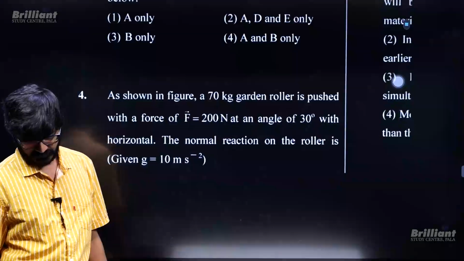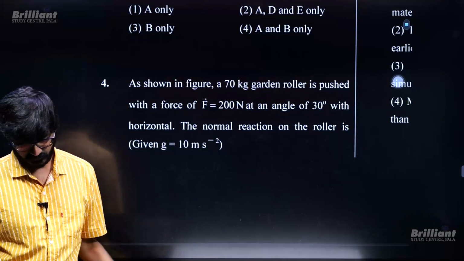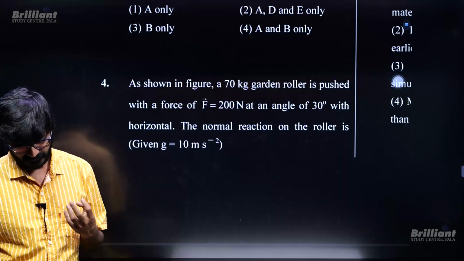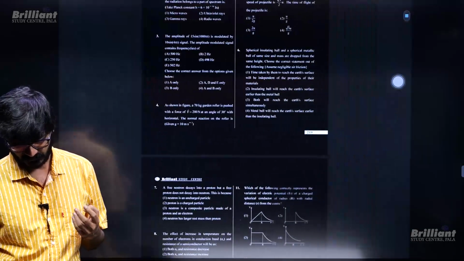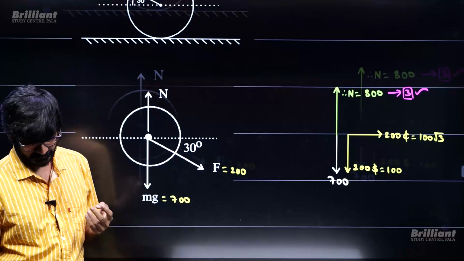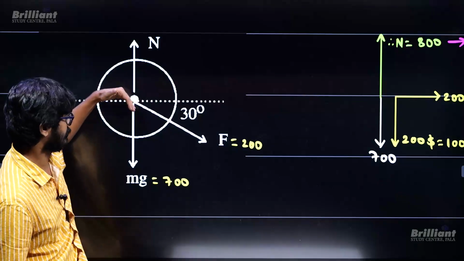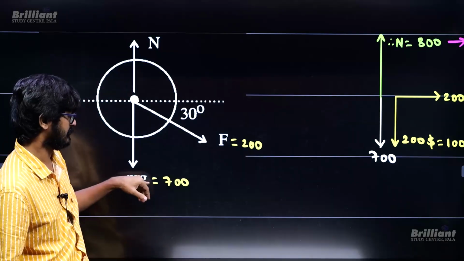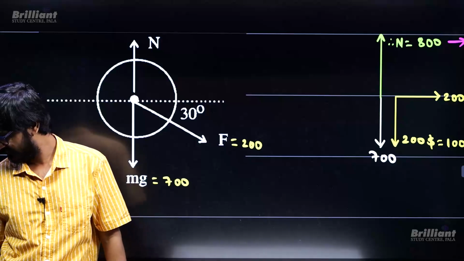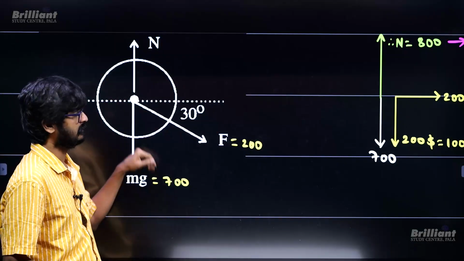Going to the next question. As shown in the figure, a 70 kg garden roller is pushed with a force 200 at an angle 30 with the horizontal. The normal reaction on the roller is. So basically, how much force are you applying? You are applying 200, and the weight is given as 70 kg mass. So 70 into g, 700 Newton, right?